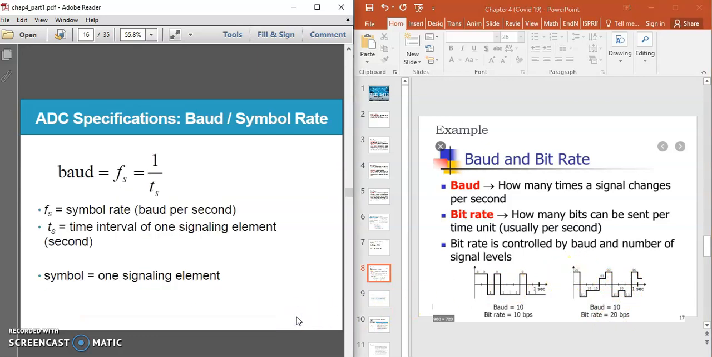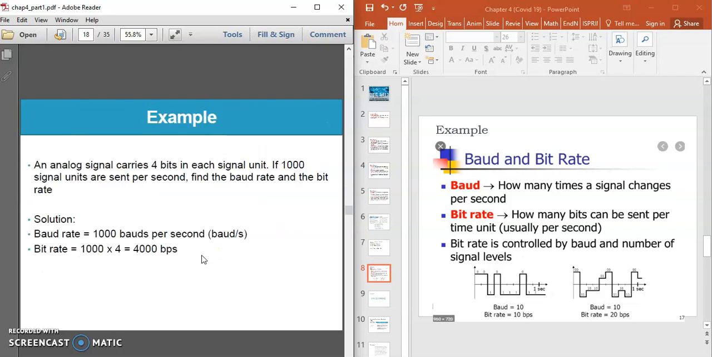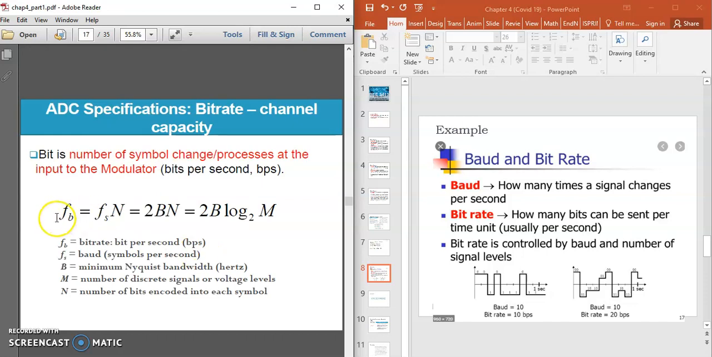Okay, now let's look at another example. You must remember Fs equals 1 over Ts. Fs is the symbol rate, Ts is the time interval. Okay, the next formula you must know: Fb equals Fs times N, equals 2B, equals 2B log 2 of M. You must know Fb, Fs, B, M, N. Normally in the question we give you the values directly, insert them into the formula, and you get the answer.